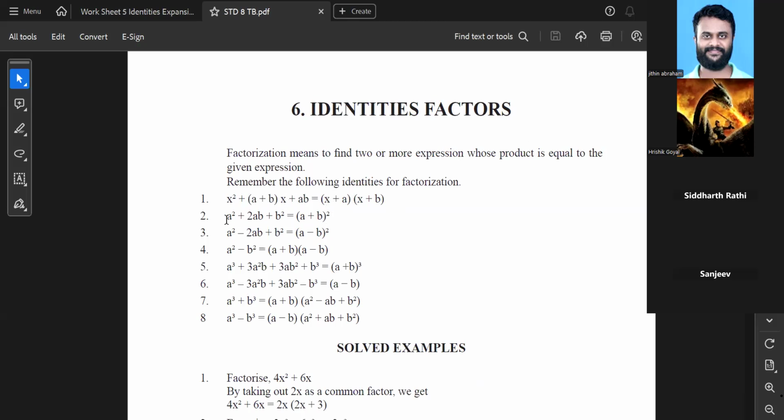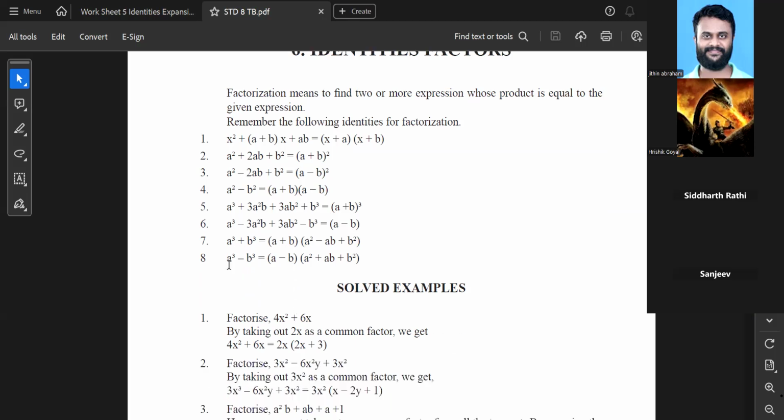And then (a plus b) the whole square we know, (a minus b) the whole square we know, (a plus b) into (a minus b) we know, (a plus b) the whole cube, (a minus b) the whole cube. Here there was supposed to be a cube, it's a printing error, there is no cube. And (a plus b) into (a square minus ab plus b square). What is that? Basically a cube plus b cube it is. Then we have a cube minus b cube.